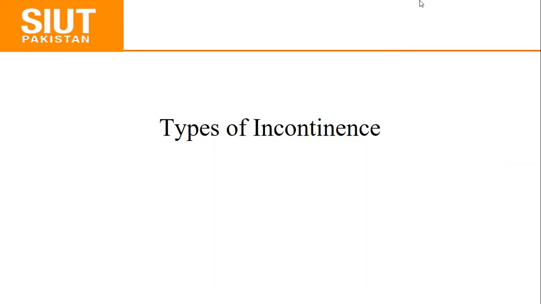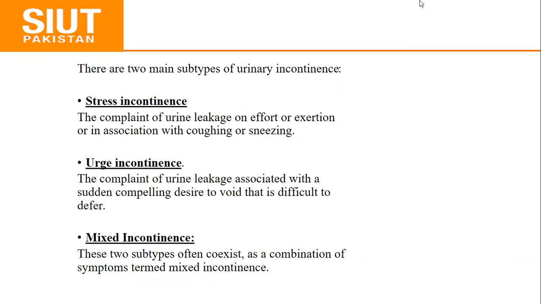The types of incontinence. There are two main types of urinary incontinence, stress incontinence and urge incontinence. Stress incontinence is the complaint of urinary leakage on effort or exertion, or in association with coughing or sneezing. Urge incontinence, on the other hand, is urinary leakage associated with a sudden compelling desire to void that's difficult to defer. Mixed incontinence has symptoms of a mixed nature of stress and urge incontinence.